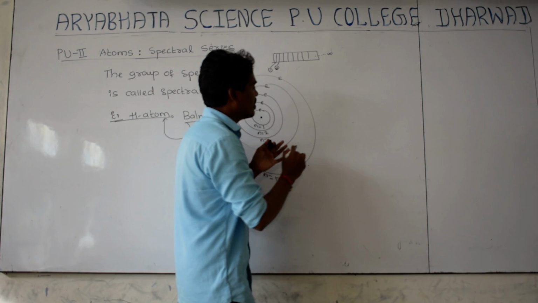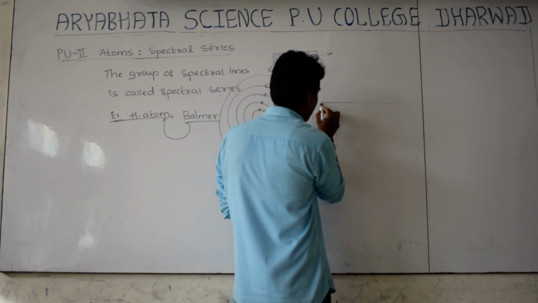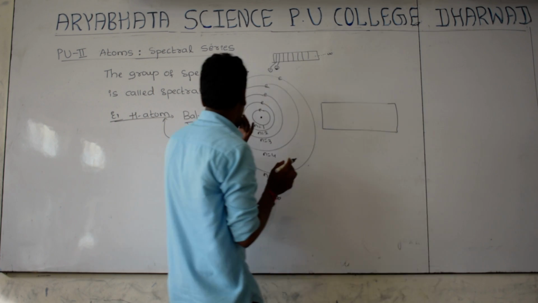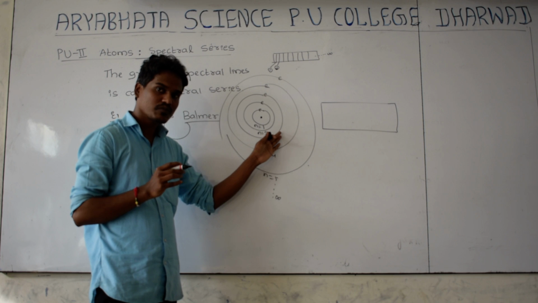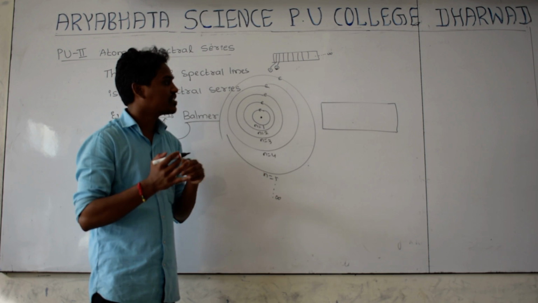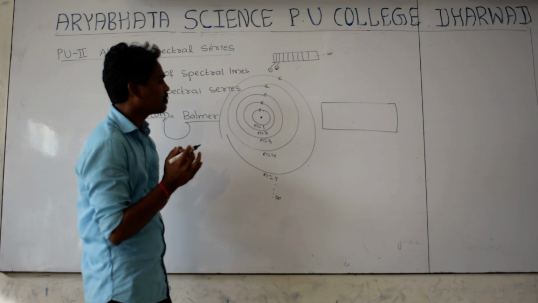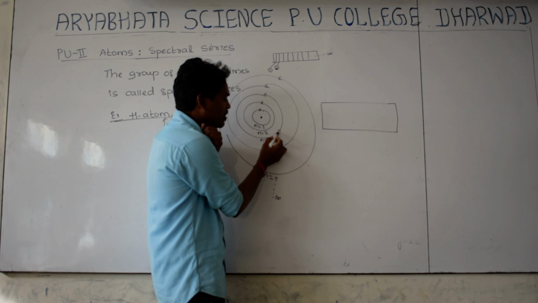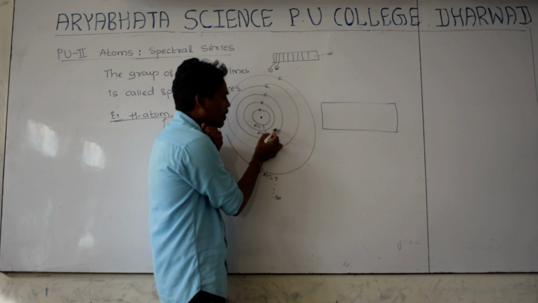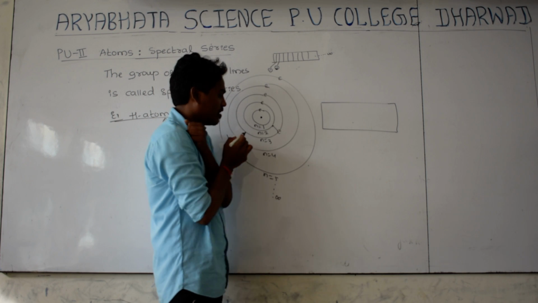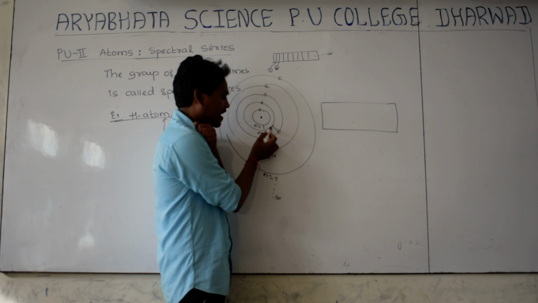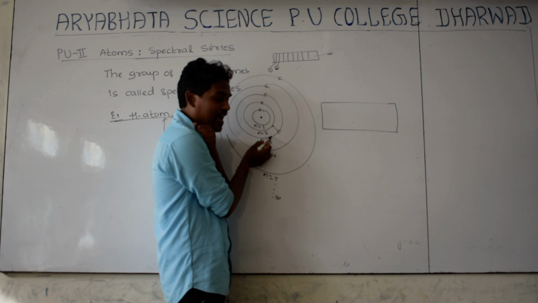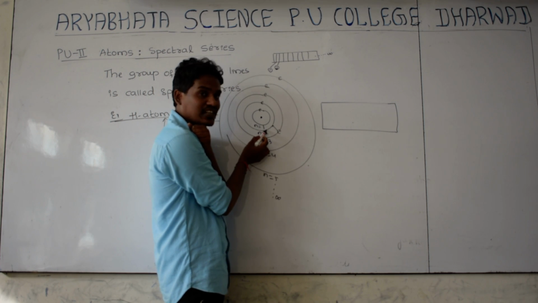Let us consider there is a hydrogen spectrum. That hydrogen spectrum looks like this, and by using this atom he produced the spectrum. In this spectrum, from the third orbit to the second orbit there is a jumping of electron taking place. The third orbit is a higher energy level compared to the second energy level.